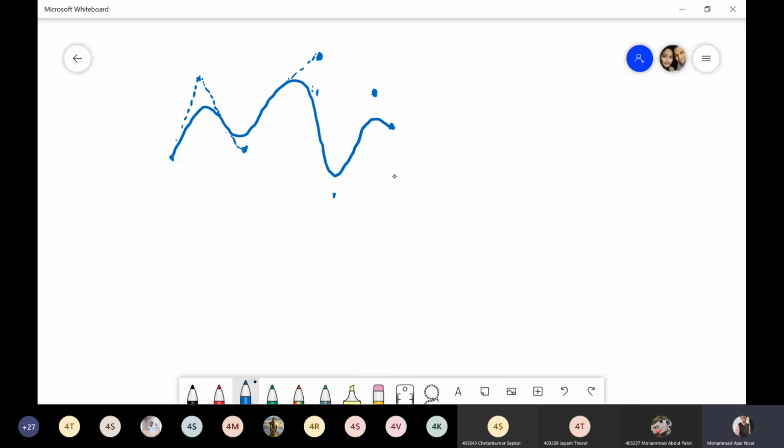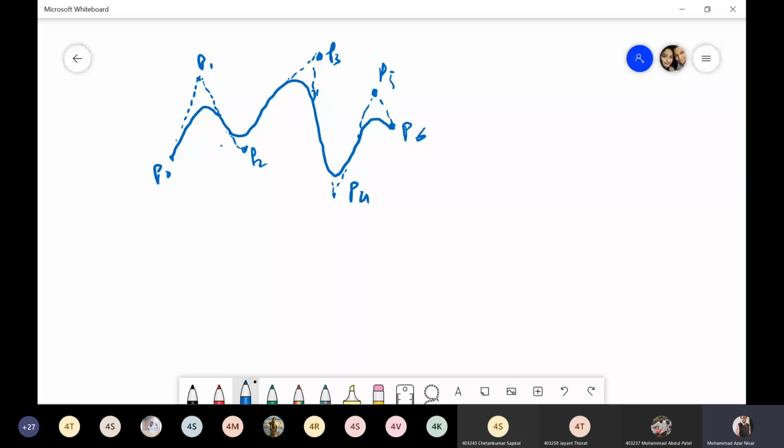Suppose this is the original curve, and these are the control points. Suppose this is P0, this will be P1, this will be P2, this will be P3, this will be P4, P5, and the end point is P6. So in this case, modifying the control points is possible, in both curves.